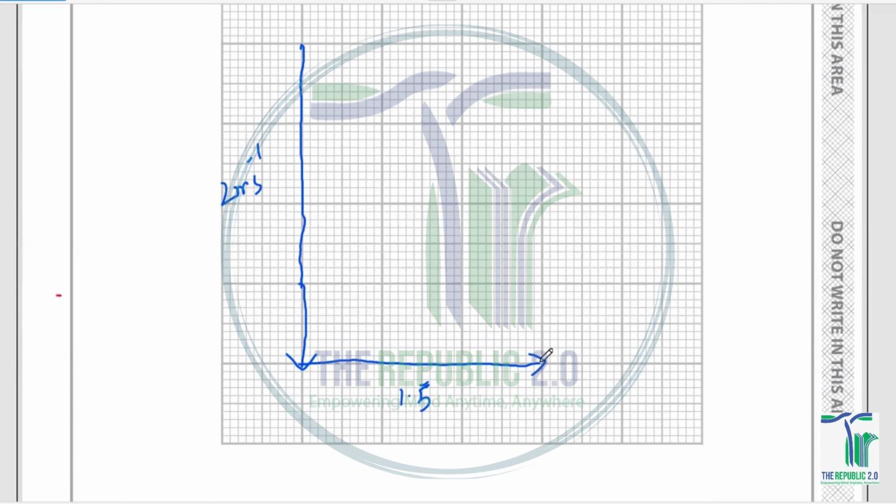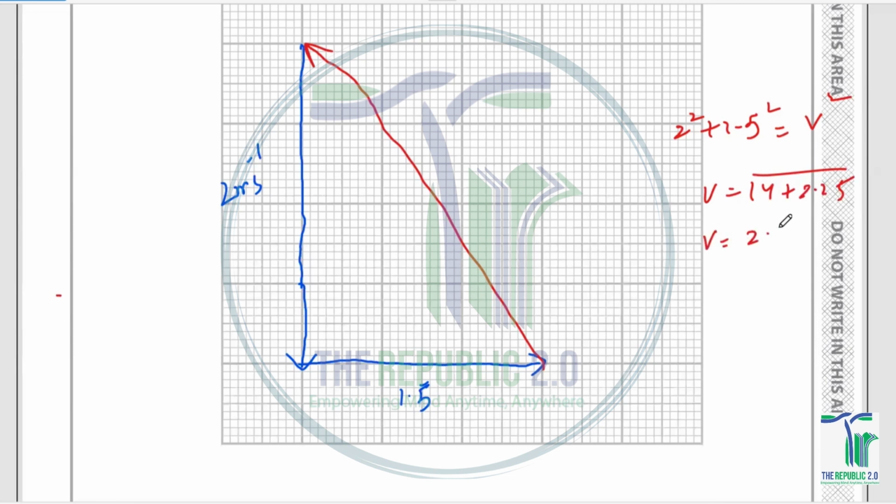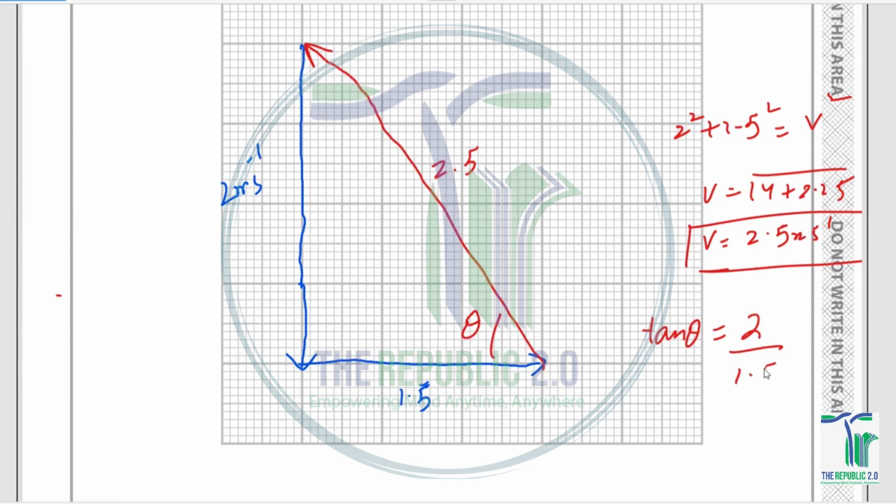How can you calculate the magnitude of the resultant vector? This is the hypotenuse. So you just need to do 2 squared plus 1.5 squared equals the resultant velocity squared. Taking the square root, you have the square root of 4 plus 2.25. If you solve it, you should have 2.5 meters per second. That is how you calculate the velocity. The magnitude of this vector has to be 2.5. And if you want to calculate the angle, tangent theta equals opposite over adjacent, TOA. Opposite is 2, adjacent is 1.5.